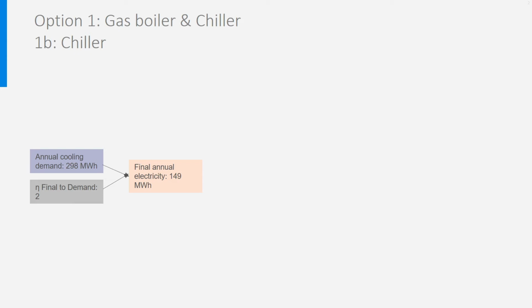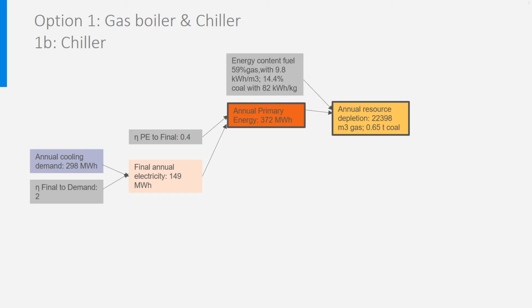We now need to calculate the primary energy. For this, we need the efficiency of making electricity. In the Netherlands, this efficiency is around 0.4. The annual primary energy is therefore 372 megawatt hour. If we know the electricity mix, we can find it in a previous lecture. You can estimate the resource depletion for each of the fuels belonging to the mix.